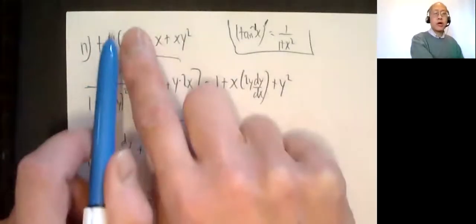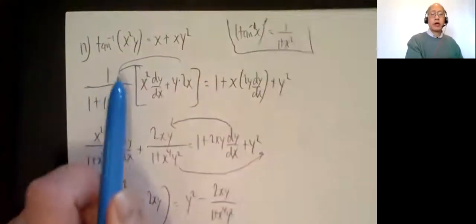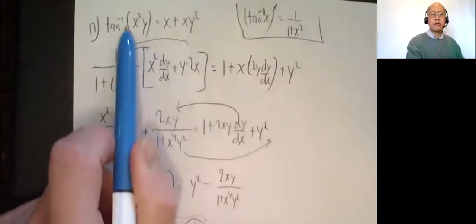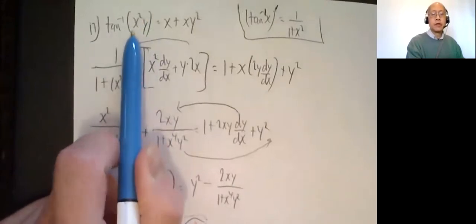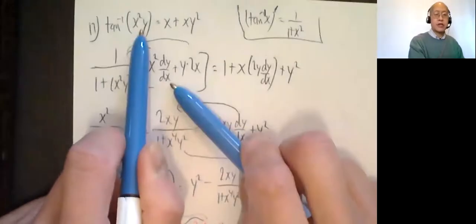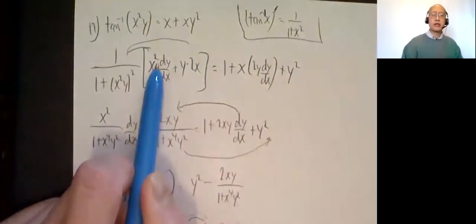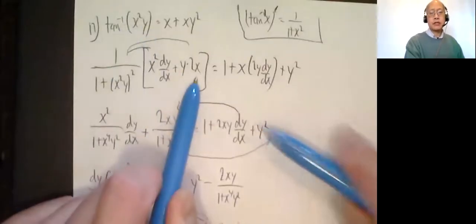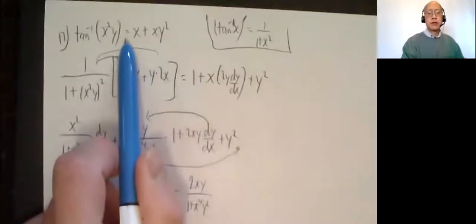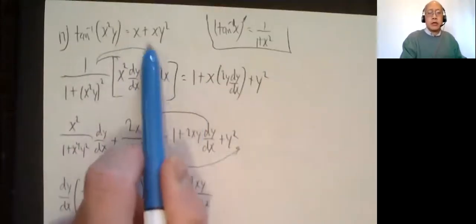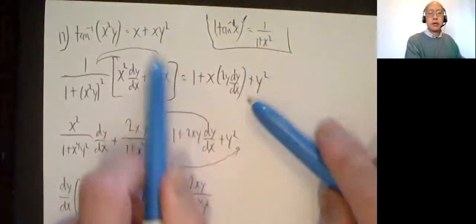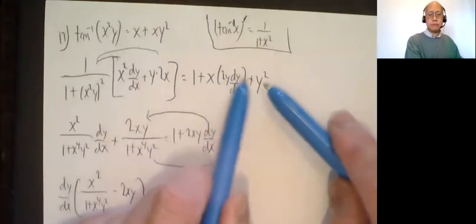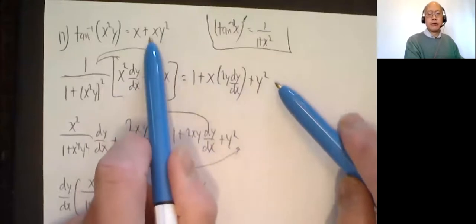So I go one over one plus whatever's behind my finger squared, one over one plus x squared y squared, then by the chain rule times the derivative of the inside, which is a product. So first, x squared times the derivative of the second, derivative of y is one dy/dx, plus the second, y, times the derivative of the first, which is 2x, equals the derivative of the right side. Derivative of x is 1, derivative of x y squared, it's a product. So x times 2y dy/dx plus y squared, second function, times the derivative of the first, which is 1.